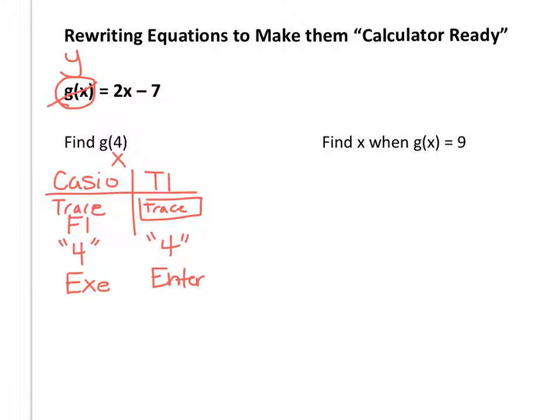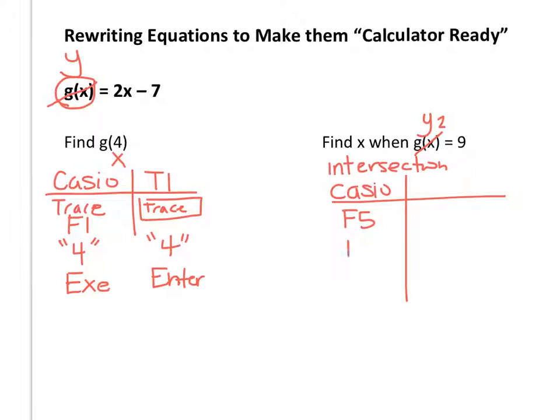Okay, what about if we had find x when g of x equaled 9? Well, g of x, again, that's the output. That's the same as having y equals 9. So we'll put that in y2. Once we have it in y2, then we'll look for an intersection. On our Casio, once you can see it on your screen, F5 for solving, and then F5 stands for intersection. On the TI, that would be second, and the trace button. And then choice 5 is intersection. And then we have to press the enter button 3 times to answer the questions.